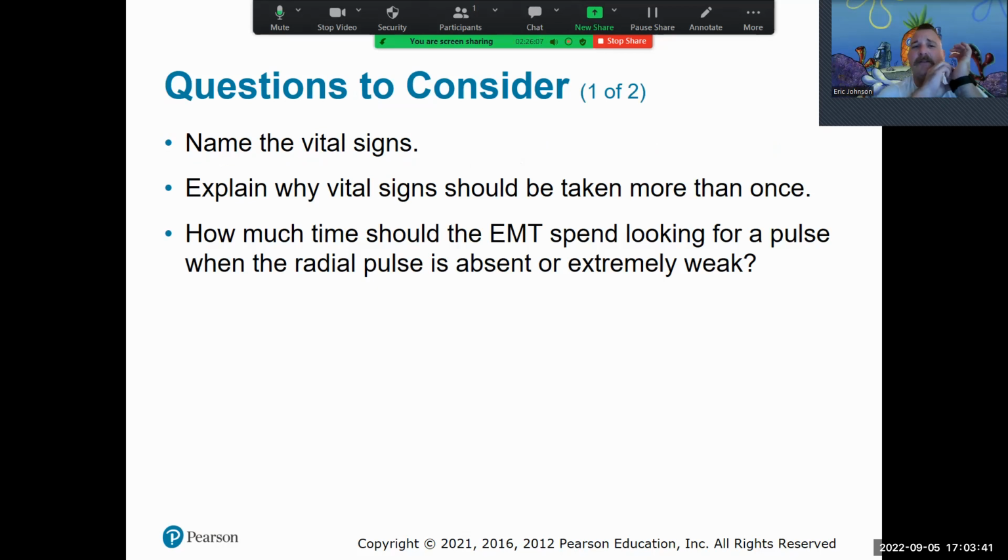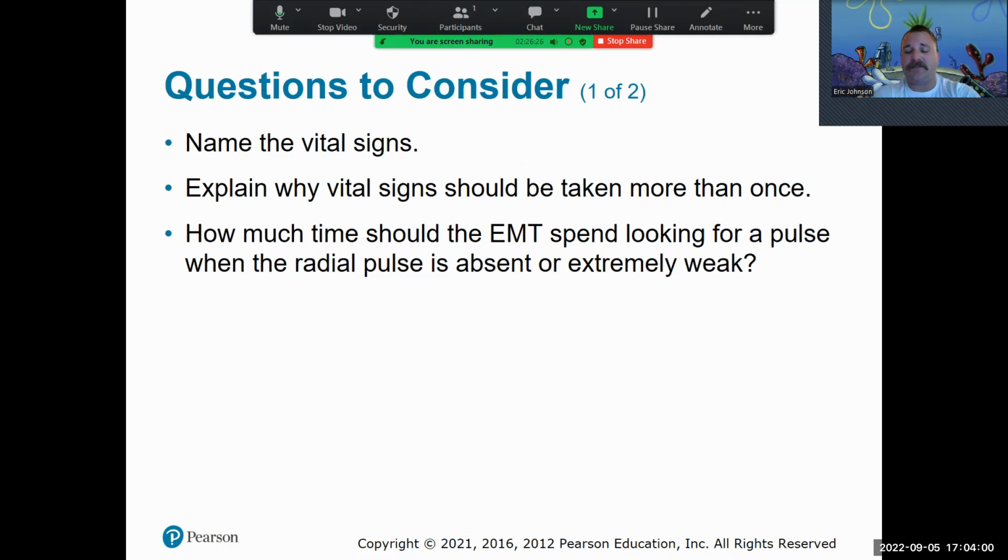Now, you need to be able to name all the vital signs. At the end of this, you should be able to name them all. You should be able to explain why vital signs need to be taken more than once. And it says, how much time should the EMT spend looking for a pulse when the radial pulse is absent or extremely weak? I'm going to tell you what the answer is to that right now.